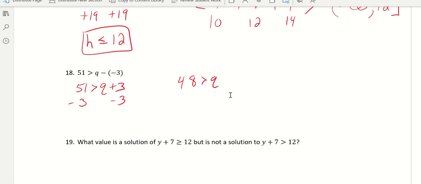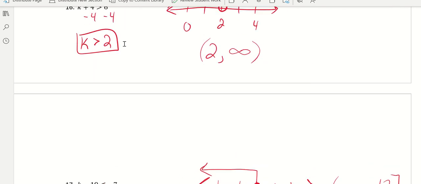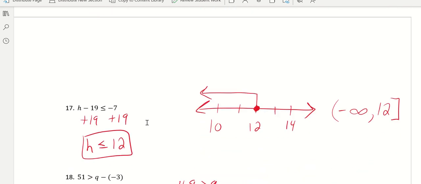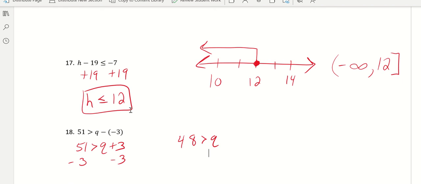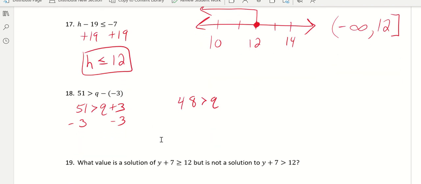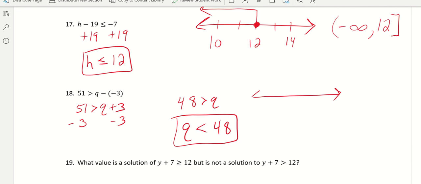Now, this is different because on the previous two, the variable is on the left-hand side. k is greater than 2. h is less than or equal to 12. Here we have 48 is greater than q. We're going to flip this around, q and 48. Now, if I flip this around, I need to flip my sign as well. So now we have q is less than 48. There we go. I could take 48 is greater than q. That is technically correct, but it's so much more difficult to graph. You're probably going to lose points on the graph because you're probably going to make a mistake.